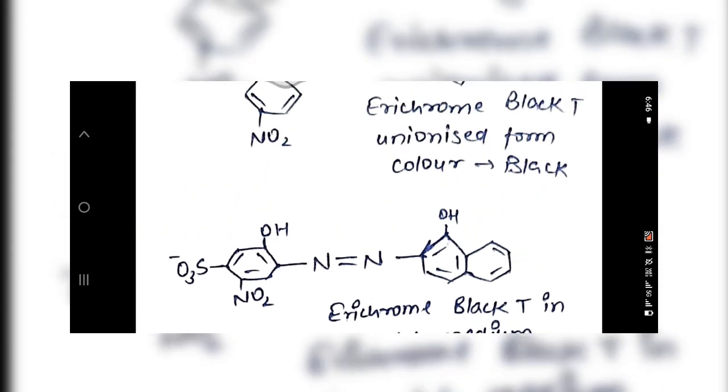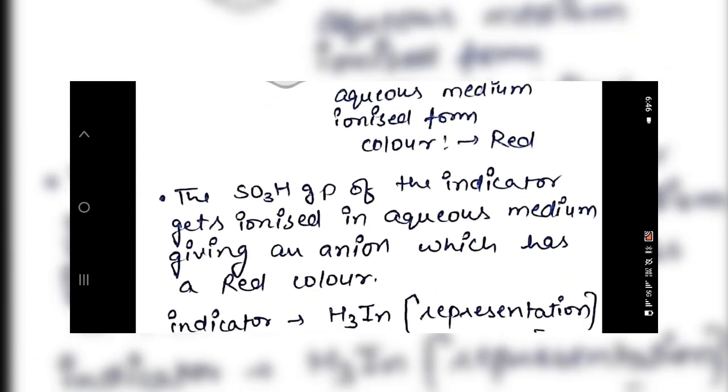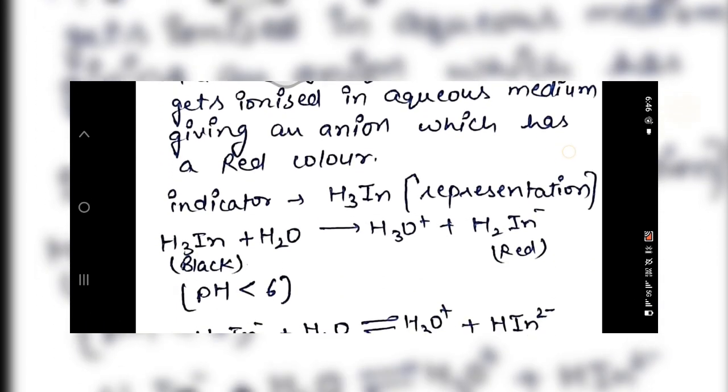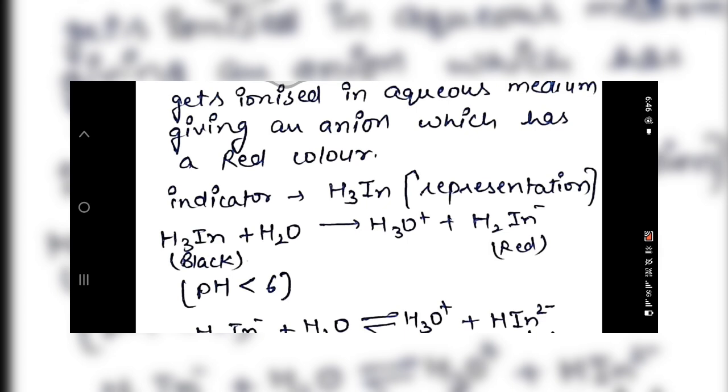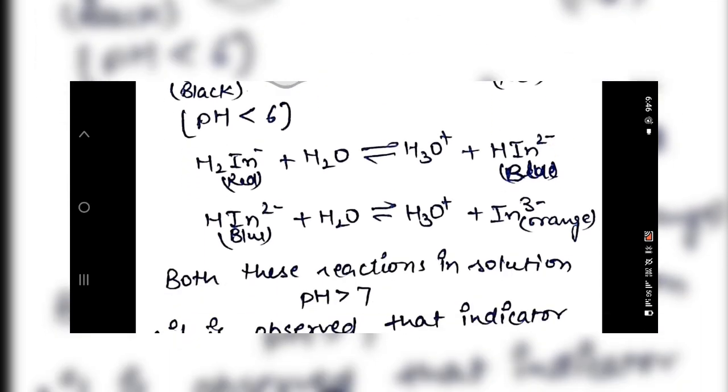which is black in color in the unionized form, whereas Eriochrome Black T in aqueous medium in the ionized form will be red in color. The SO3H group of the indicator gets ionized in aqueous medium, giving an anion which has a red color. Indicator H3In, which is black in color, plus H2O gives rise to H3O+ plus H2In-, red in color.